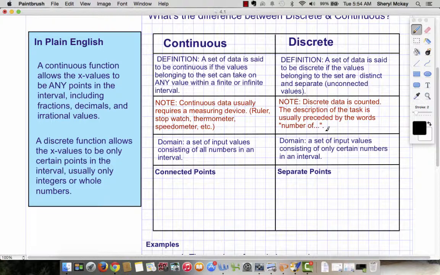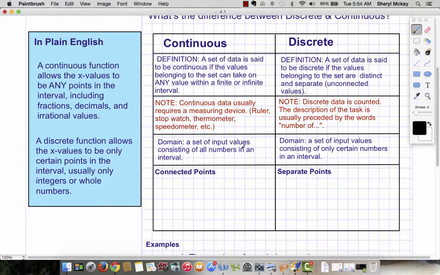So discrete data can be counted, and it's not continuous, okay? Now, let's talk about domain. The domain for a continuous function is the set of input values consisting of all numbers in an interval. So every single possible number there could be in that interval, okay? And in discrete, it's consisting of only certain numbers in an interval.